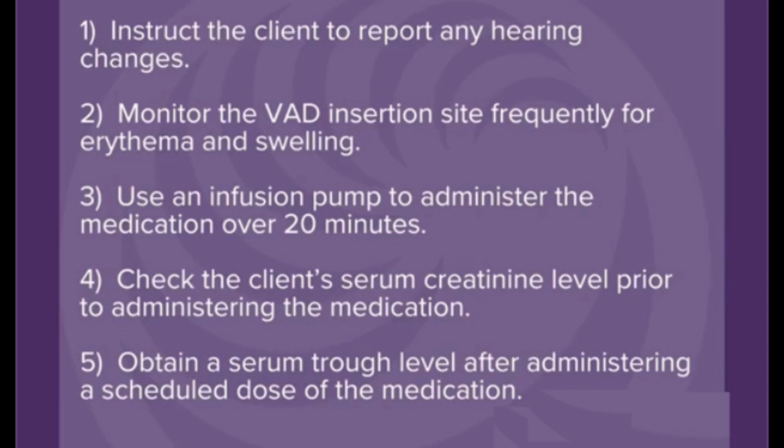And then option 5 says to obtain a serum trough level after administering a scheduled dose of the medication. This is going to be an incorrect option. Because vanc is nephrotoxic, ototoxic, those kind of things, we want to make sure our clients aren't getting too much. We want to draw a trough once they're on vanc therapy, usually before the third dose. This is going to tell us how much medication is in their system and if we need more or less for our future dose. So our correct options today are 1, 2, and 4.